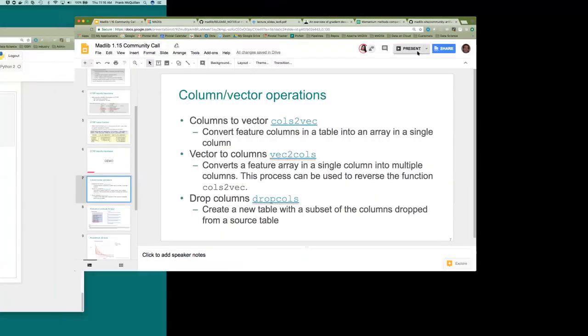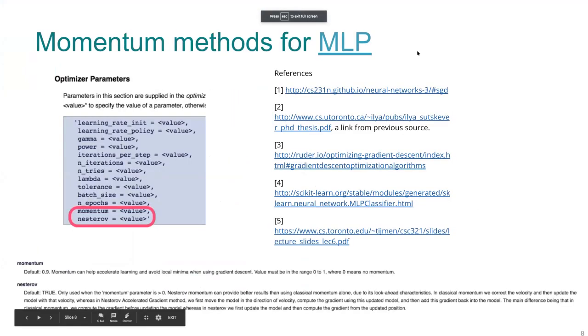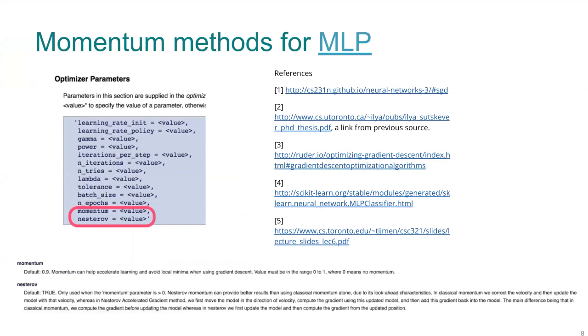So let's go back now and look at momentum methods. A classic fully connected neural network is called a multi-layer perceptron, which was introduced in MADlib last year at some point. We've made some changes in that we've added momentum methods for MLP. There are two optimizer values that have been added. One's called momentum and one is called Nesterov.